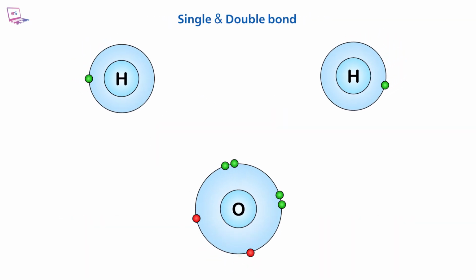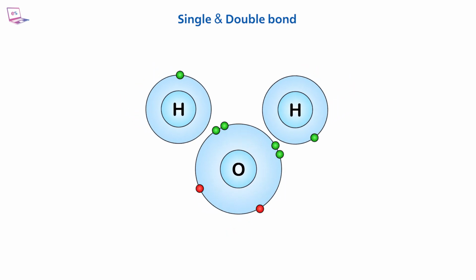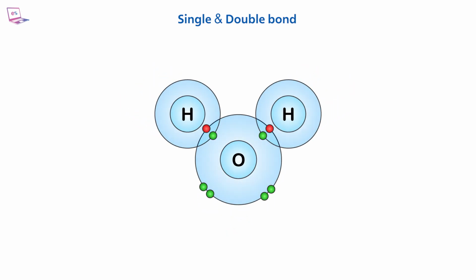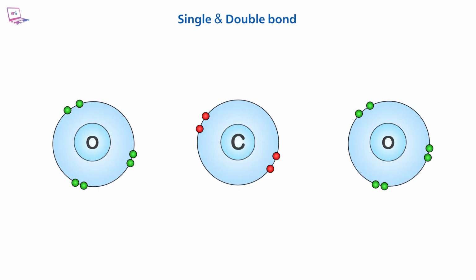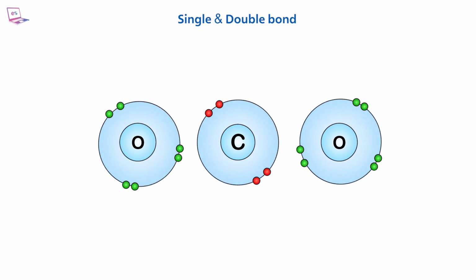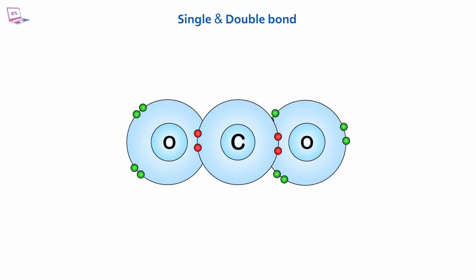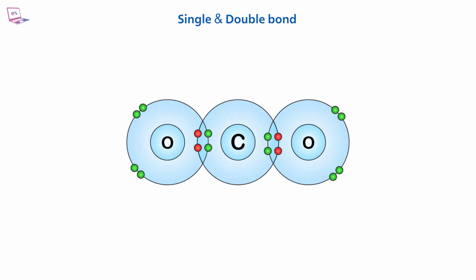Single and double bond. A single bond occurs when two atoms share one pair of valence electrons. Examples of single bonds include hydrogen chloride, HCl, and water, H2O. A double bond forms when two atoms share two pairs of electrons, a total of 4 bonding electrons. Examples of double bonds include carbon dioxide, CO2, and ethylene, C2H4.